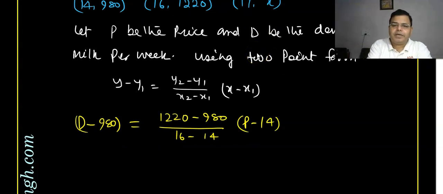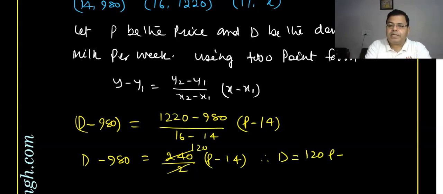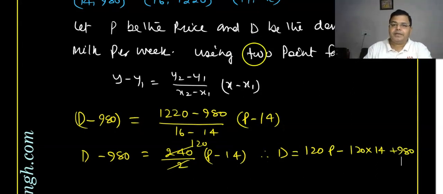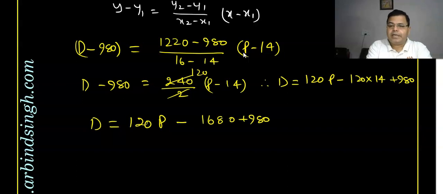So you can go ahead with demand minus 980 is equal to 240 divided by 2, times (p minus 14). So this cancels, 120 times. Therefore, d is equal to 120p minus 120 into 14, plus 980, since minus 980 moves to plus 980, right? So d is 120p minus 14 into 12, 12 fours are 48, and 12 ones are 12 and 16. Plus 980. So 80 cancels, 16 minus 9 is 7, so that is 700. So it will be 120p minus 700. That will be the linear relationship.